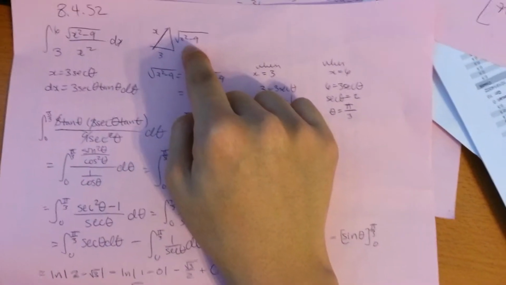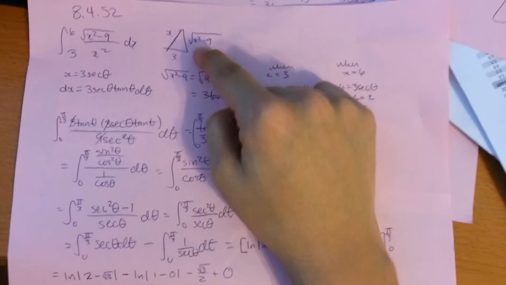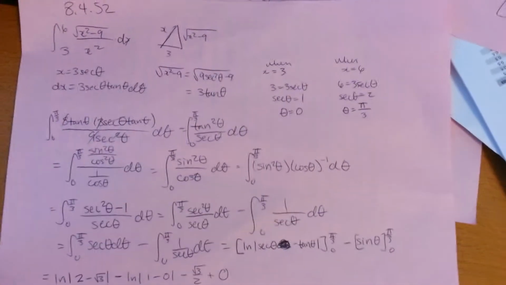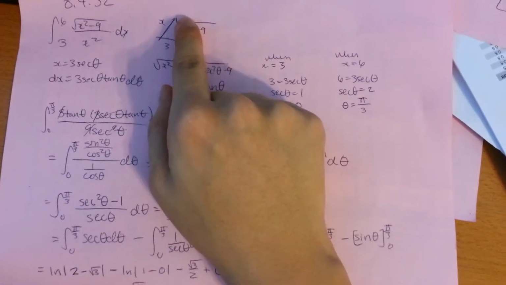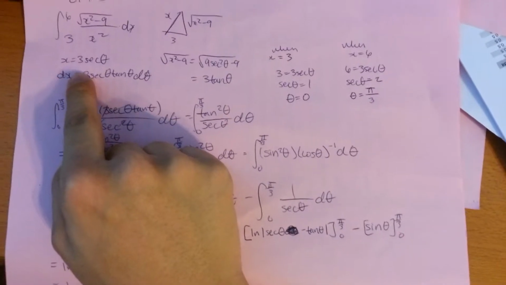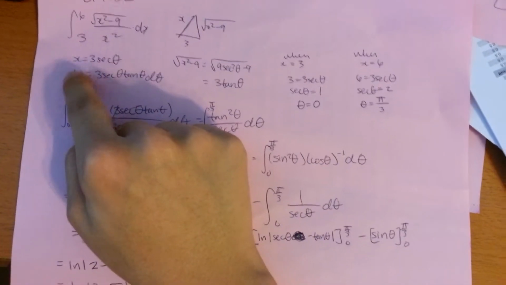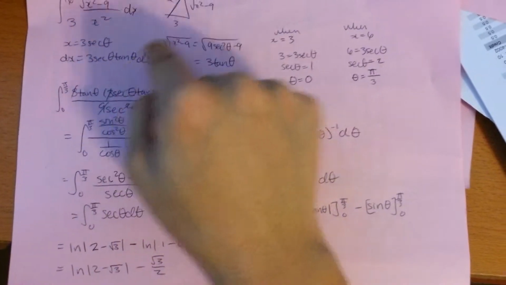Since Pythagorean theorem, square root of a squared plus b squared equals c, so it's rearranging that equation. You get the hypotenuse to be x, then one of the legs to be 3. So this is a secant question, so it's x equals 3 secant theta. Dx of that would be 3 secant theta tangent theta d theta.